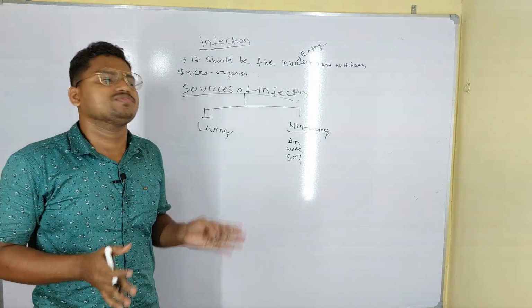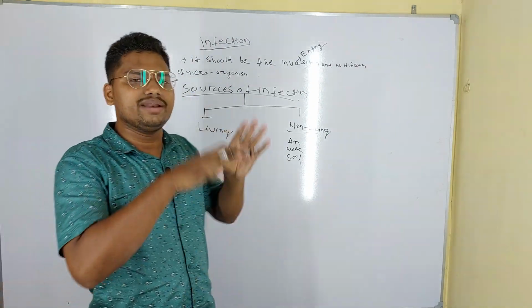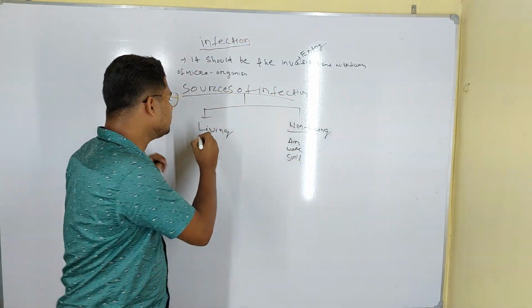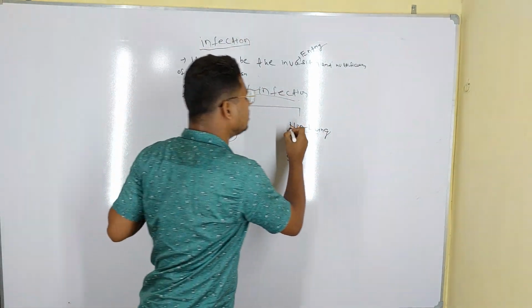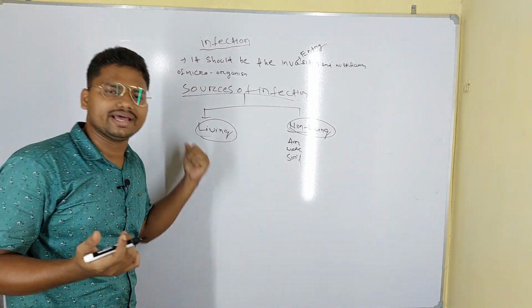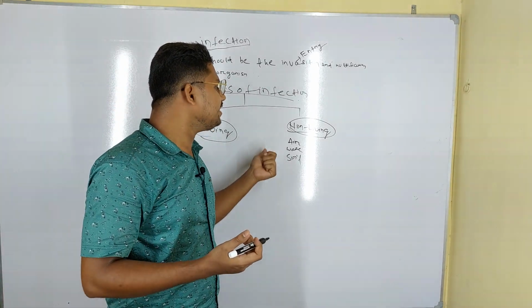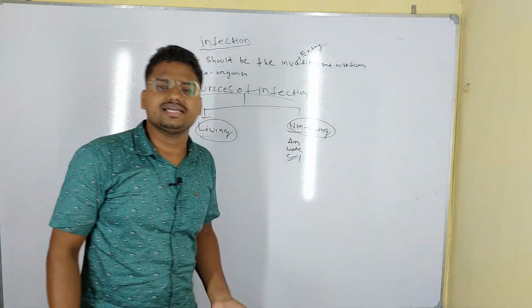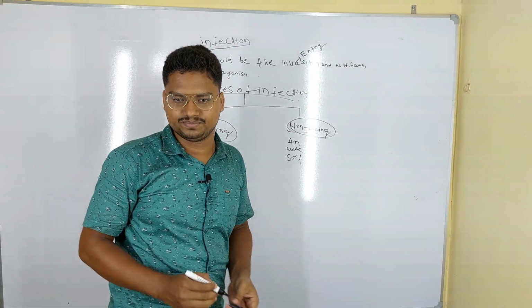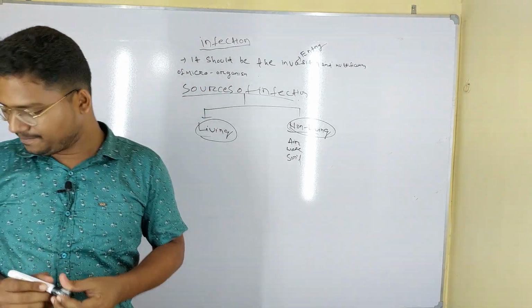We can say the sources of the infection are classified into two types. First one is the living things. Second one is the non-living things. For living things, we can give the example of the human, and second one is the non-living things, that is called the air, water and the soil.